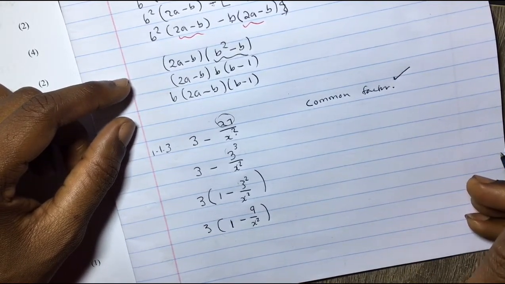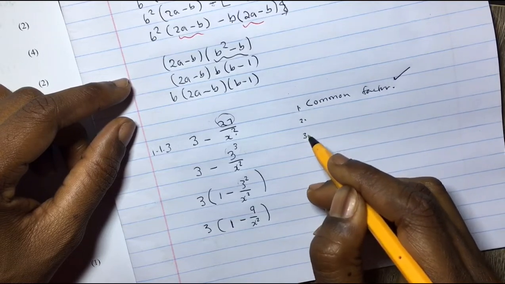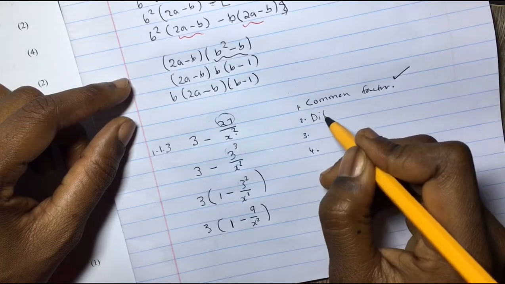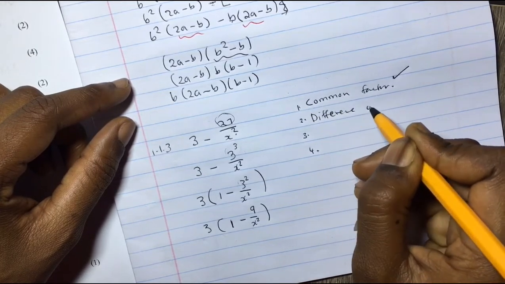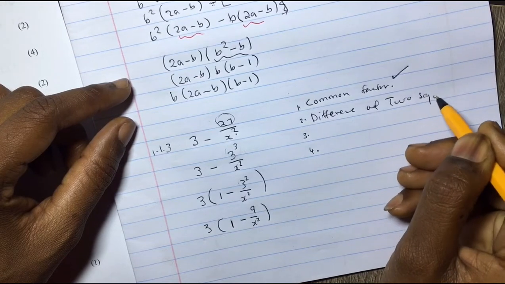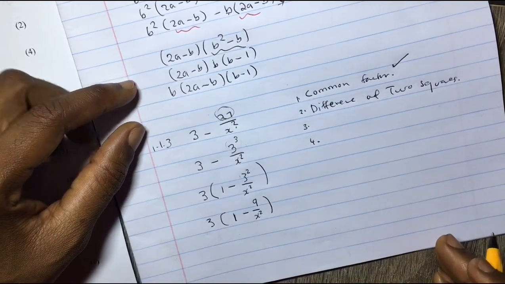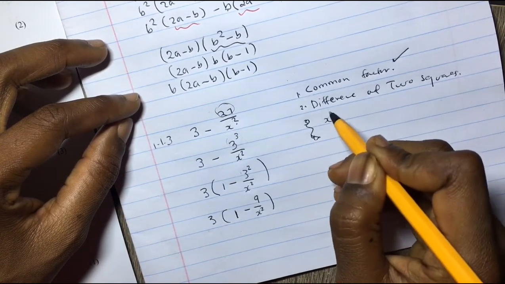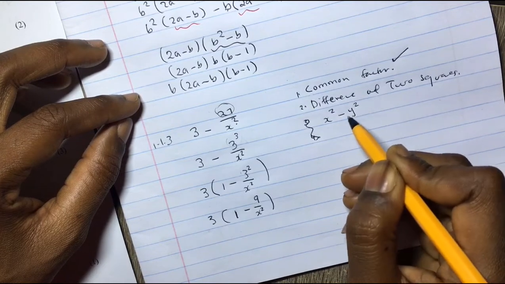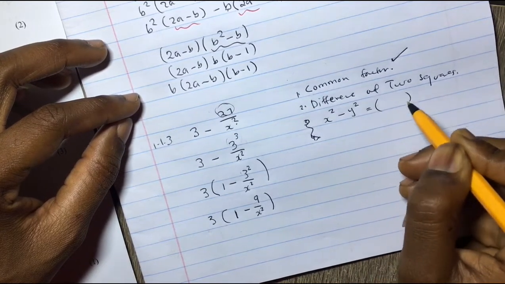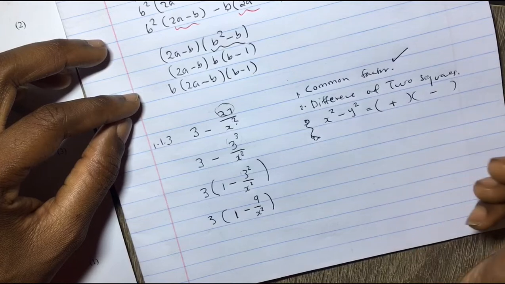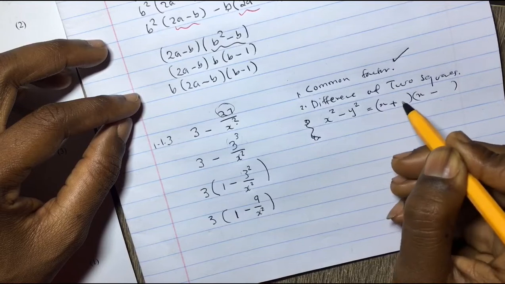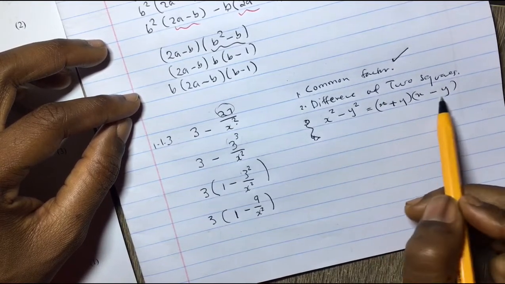And then the next step, remember we have 4 common topics under factorization. We're going to look for a difference of 2 squares. I hope you still remember it. It says if you're given a square and a square with a minus in between, you're going to have a negative and a positive bracket, and then you find the square root of each. The square root of x squared will be x, the square root of y will be y. So you're going to have something like that.